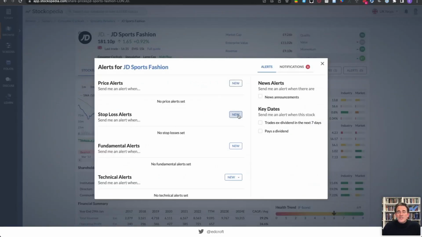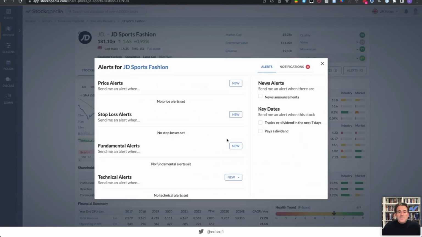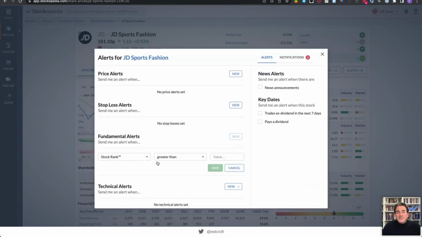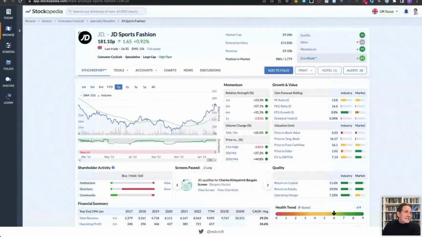Somebody said you don't do stop losses, but we actually do. We do trailing stops here and fundamental alerts based on the stock ranks. So you can get alerts on your stocks there as well. That's something I didn't cover. And yeah, great ideas, Charles, on the notes tab.